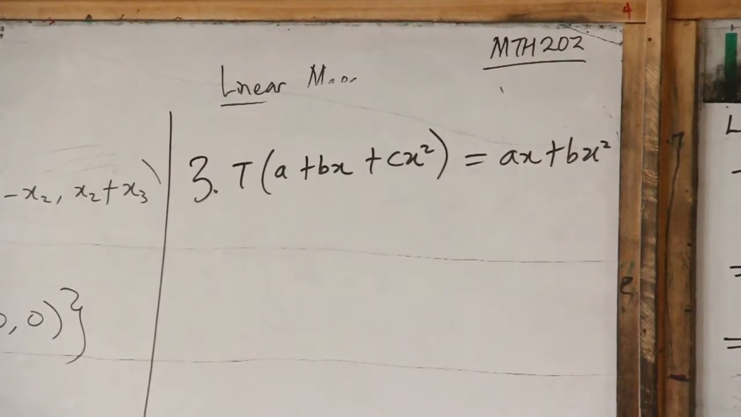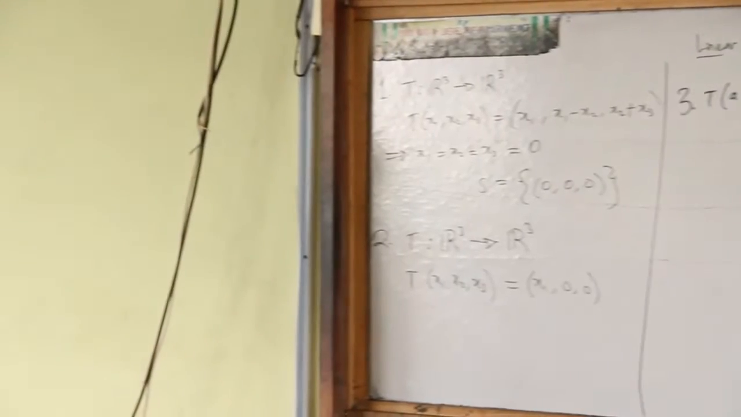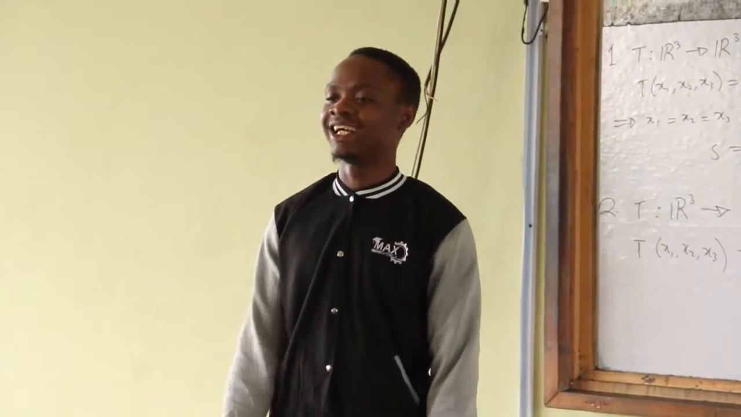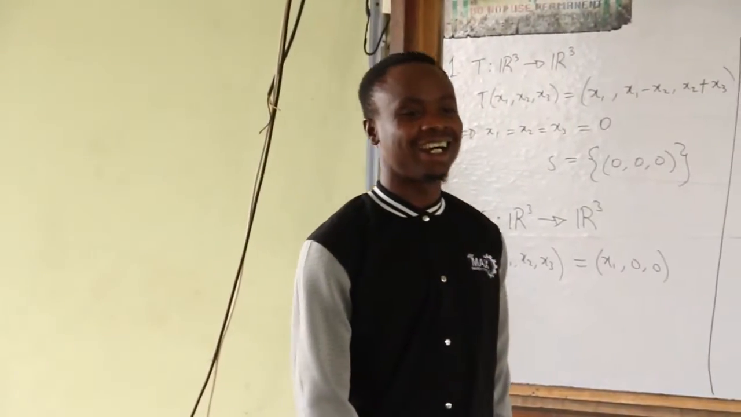No. It's a linear transformation. Yes. It's a linear transformation. Yes. Where now? How? Yeah, it's not linear. Yeah? The maximum power is 2. Hey. How do you know?